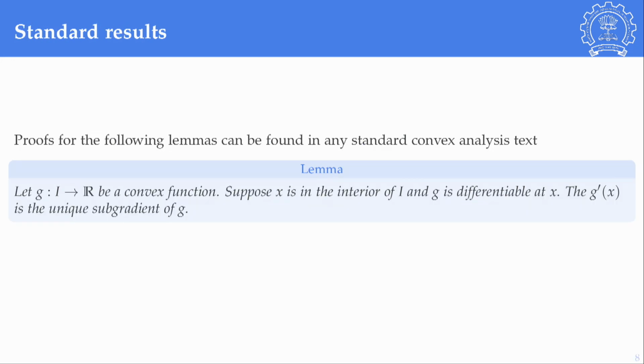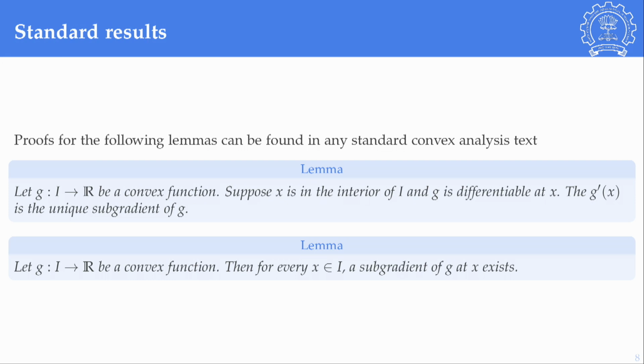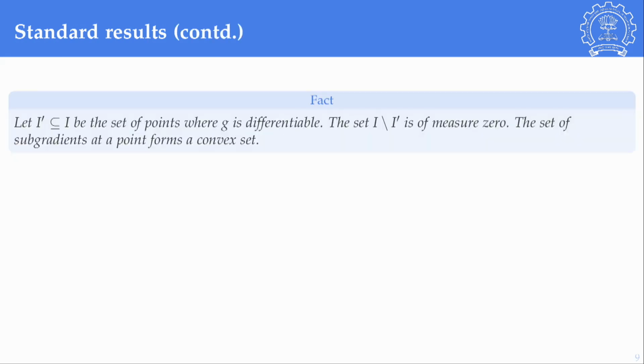Is it unique? The first result again is some standard results. If it is a convex function, that is a required condition. Of course, there may exist other functions for which it will also exist, but a convex function is sufficient to say that if it is in the interior and differentiable, then g prime is the unique subgradient. So this settles the second question, whether it is unique. But if it is non-unique, then also it always exists, in particular at the points where it is non-differentiable.